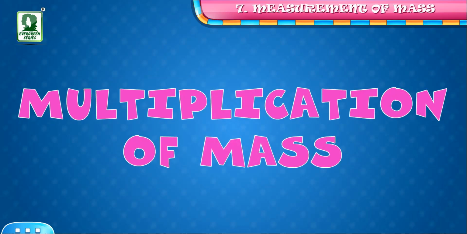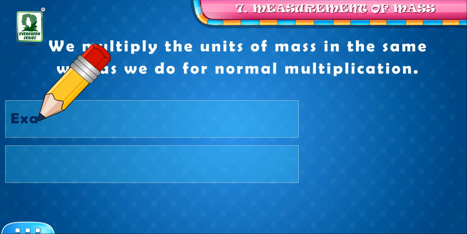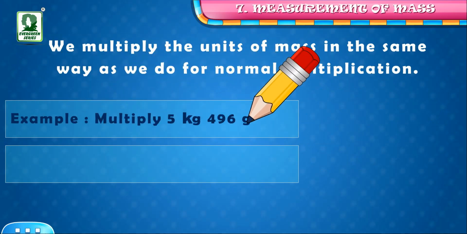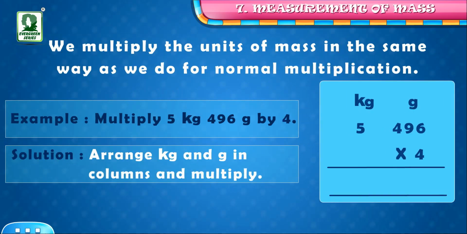Multiplication of mass. We multiply the units of mass in the same way as we do for normal multiplication. Example, multiply 5 kilograms 496 grams by 4. Solution. Arrange kilograms and grams in columns and multiply. Multiply 4 by 6, which is equal to 24. We'll write 4 under gram column and 2 as carry forward.